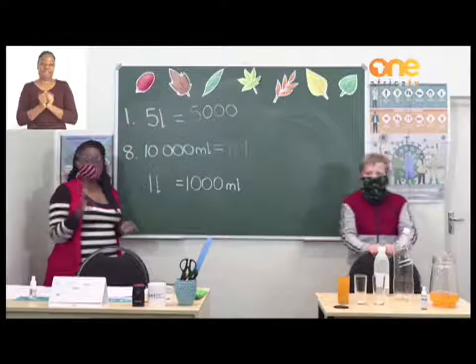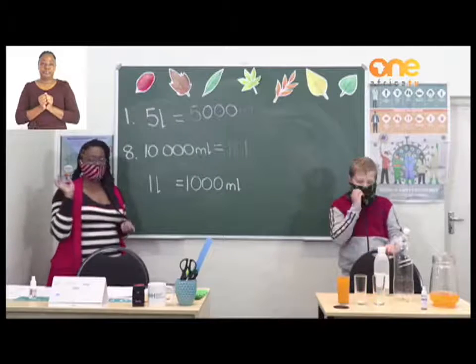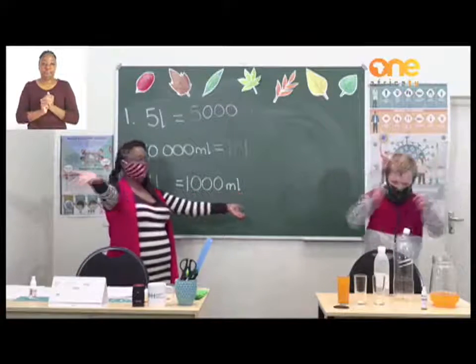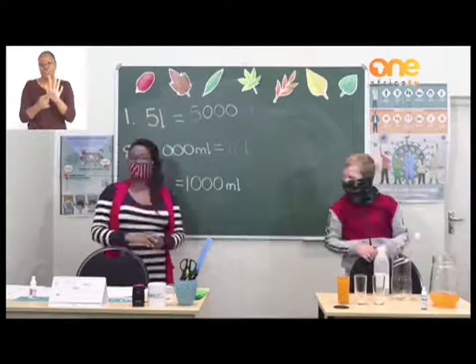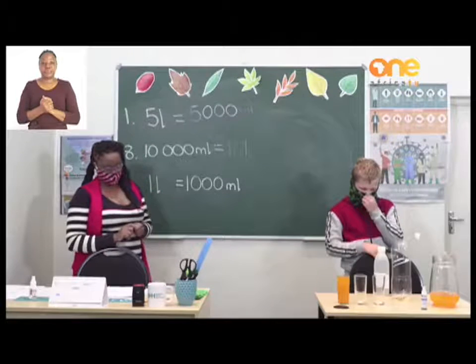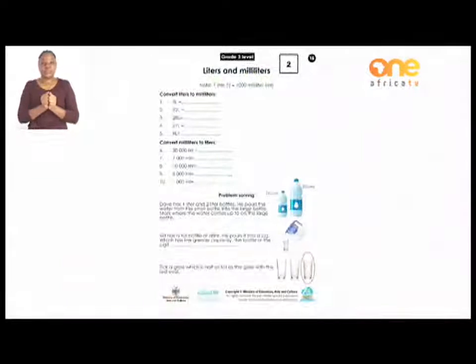We're going to now do the second part of the exercise where it is problem solving. My friend here has turned into a scientist, and on his table he has the things we need. I am going to read what he's going to be doing. The first problem says, David has 1 liter and 2 liter bottles. He pours the water from the small bottle into the large bottle. Mark where the water comes up to on the large bottle.